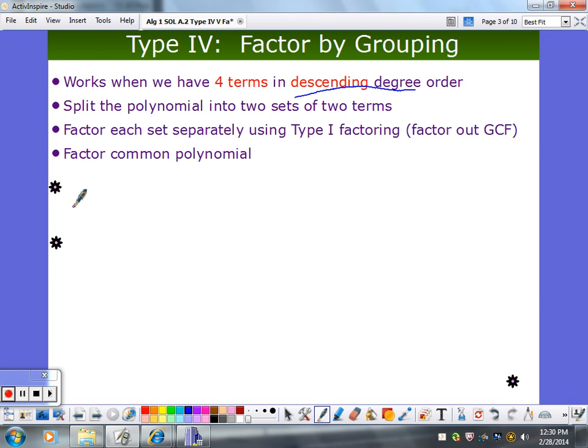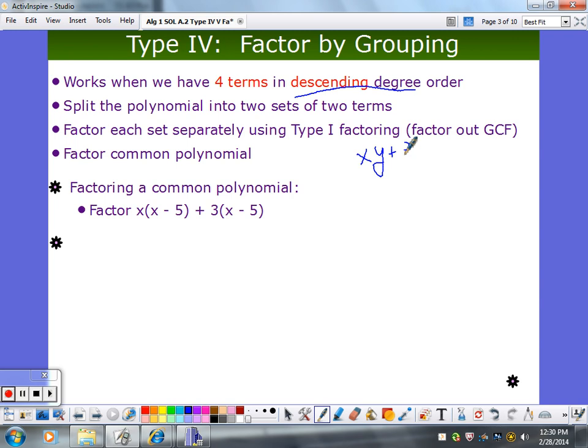Rather than talk about it, let's just do one here. First, before we do it, we're going to look at what it means to factor a common polynomial. I'm going to change this problem slightly. Let's do this one first. How do you factor xy plus 3y? Emma, how do I factor that? Take the y out because it's the common factor, and then what's left? x plus 3, right? You divide out the y.